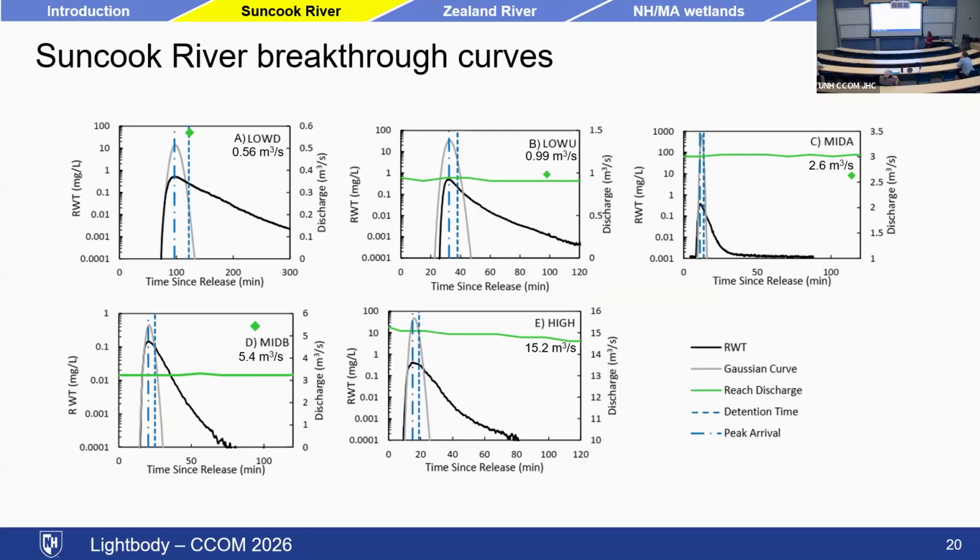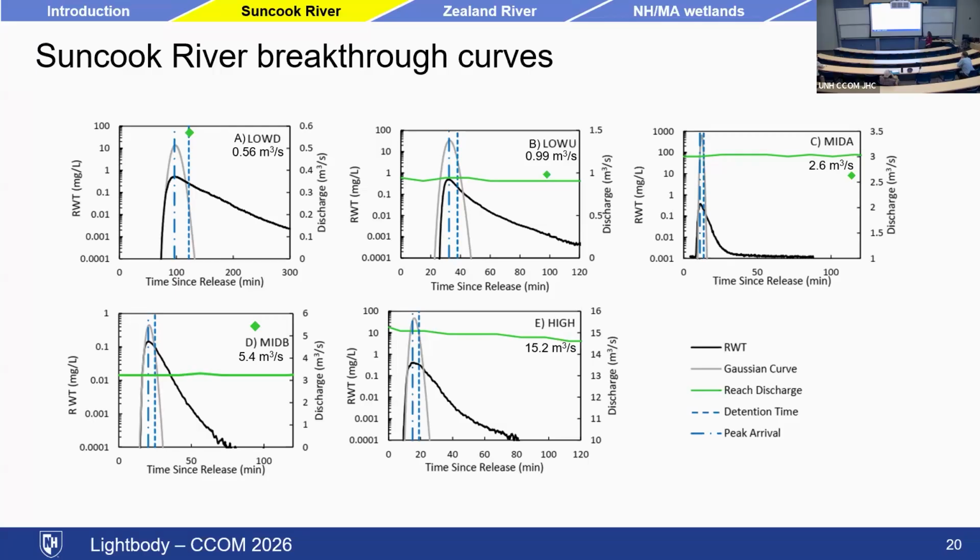So Megan calculated this Gaussian curve using the first half of that peak, the rising limb. If it were just in-channel dispersion contributing to longitudinal spreading, then the concentration should return to baseline relatively quickly. But instead, we see this long tail.